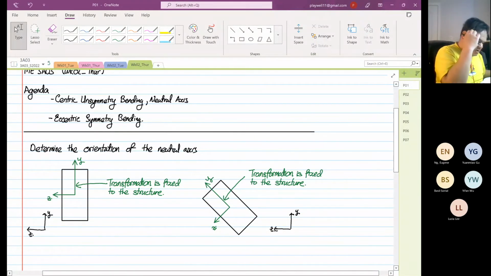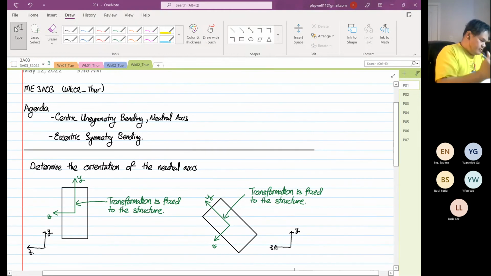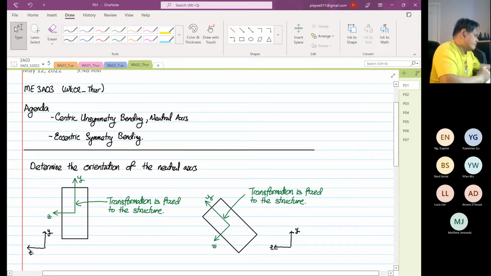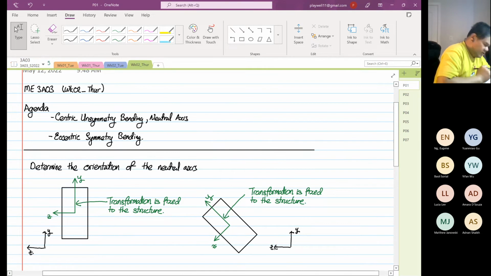Okay, good evening. Today is week 2, Thursday. The agenda: we're going to look at centric unsymmetrical bending. Last Tuesday, we stopped at finding the orientation of the neutral axis. After that, we are going to go to eccentric symmetric bending. I believe I can finish this after the break, in maybe another 10-15 minutes. Then if you have any questions with the homework, you can ask me and I'll do it live.